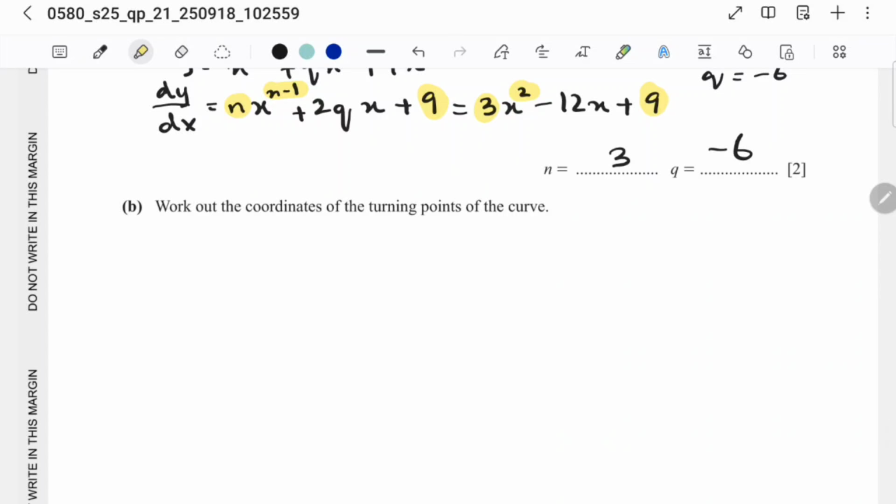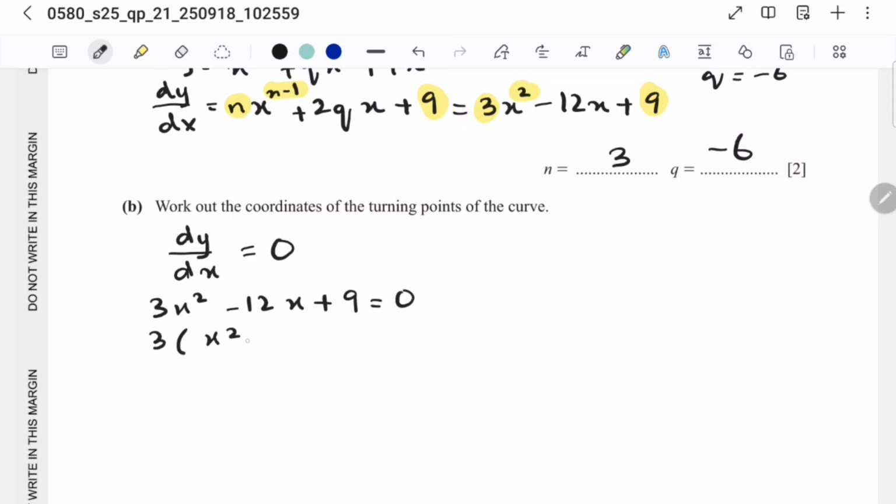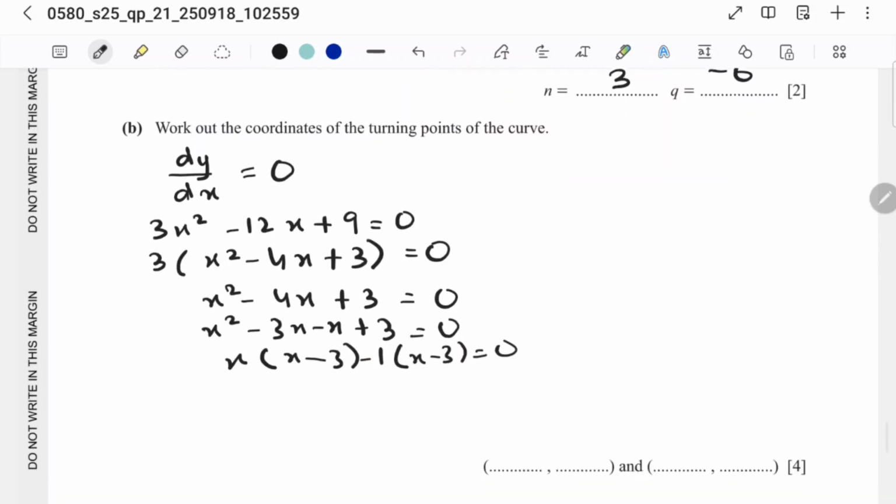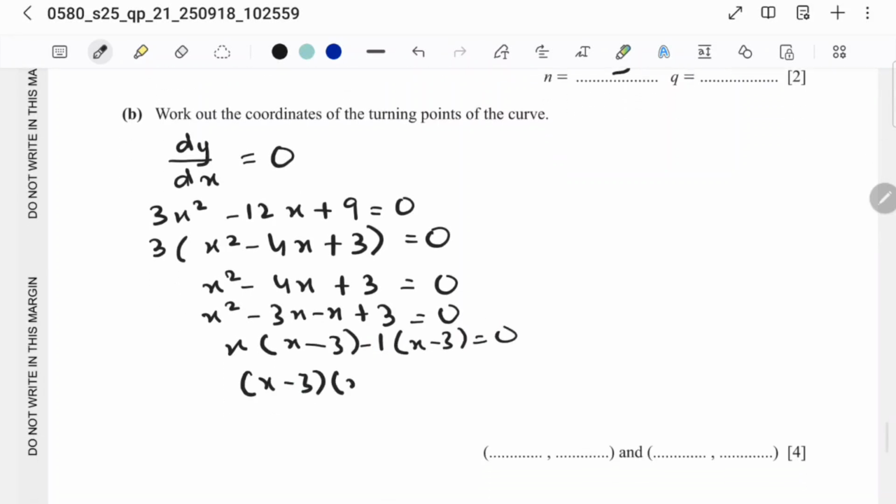Work out the coordinates of the turning point. Turning point means dy/dx is equal to 0. So 3x squared minus 12x plus 9 is equal to 0. Take 3 common: x squared minus 4x plus 3 is equal to 0. Then 3 ones are 3, so minus 3x minus x plus 3 is equal to 0. x common, x minus 3, minus 1 common, x minus 3 is equal to 0. Now we have x minus 3 and x minus 1.